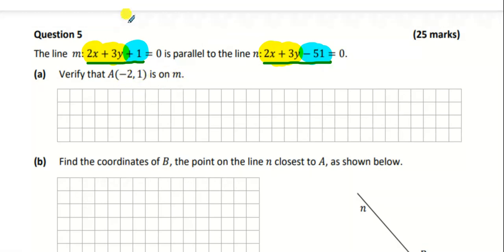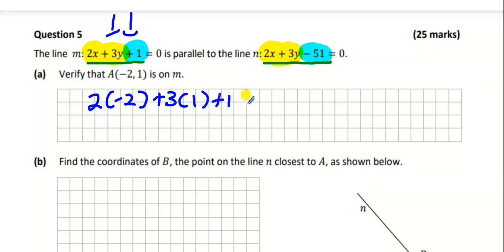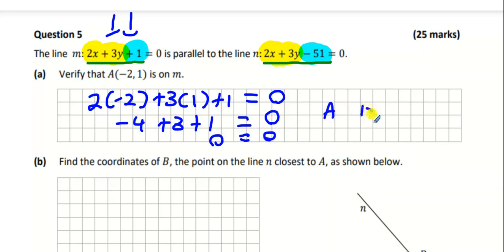Now the first thing I'm asked to do is verify that the point minus 2, 1 is on M. I get the line M, which is located here, and I replace x with minus 2 and y with 1. And these are the easiest couple of marks you're going to get in this exam. If it balances and equals 0, the point is clearly on the line. And as we can see, it's going to be minus 4 plus 4, and we get 0 equals 0, and we just say A is on M. And that's a very easy way to start off the question.